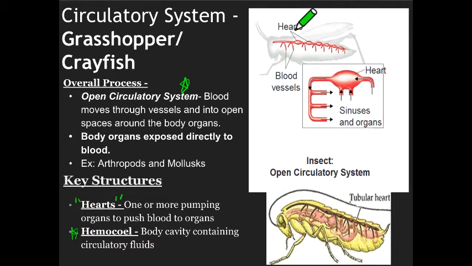So if we're looking at this, we have our hearts right here, and you can see they can have numerous pumping organs along the way, and then these blood vessels just dump out into this open cavity around the critical organs that need something from the blood, and then it circulates back up through blood vessels and is pumped around again. So it provides some circulation, although kind of messy and not super efficient in terms of moving blood throughout the body.